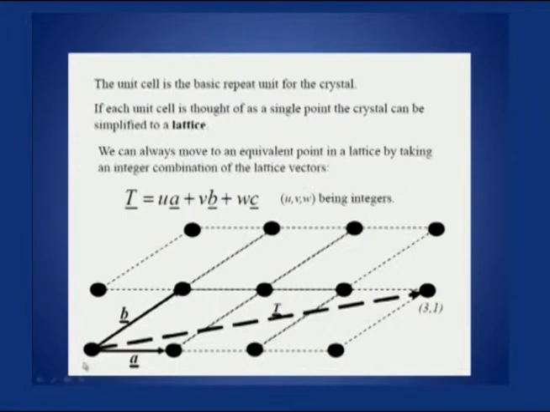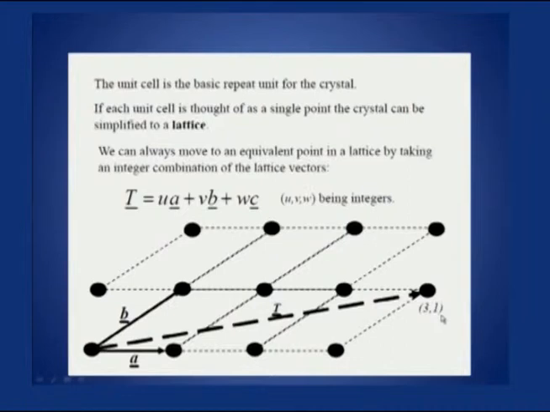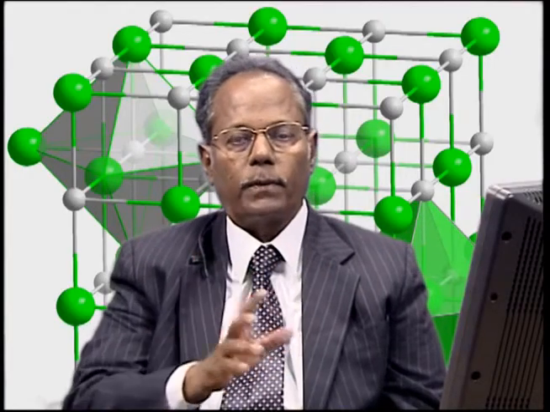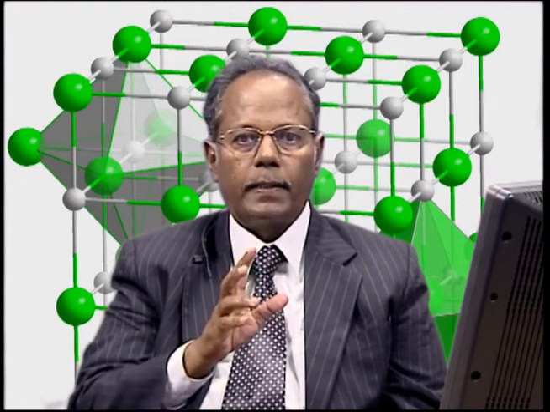1 times B means this point, right. I have moved 1 A, 2 A, 3 A, and then moved from this lattice point to this point along this direction B. So, 3 times A plus 1 times B takes me from this point to this point. The beauty of these lattices is that they have translational invariance.